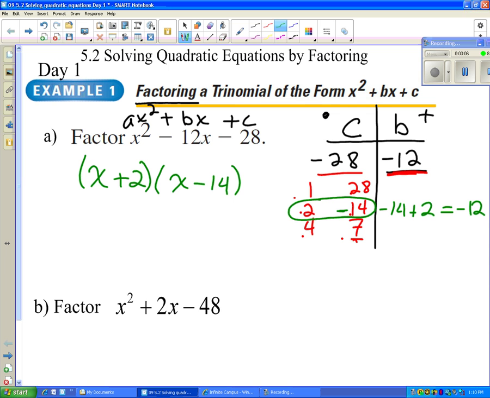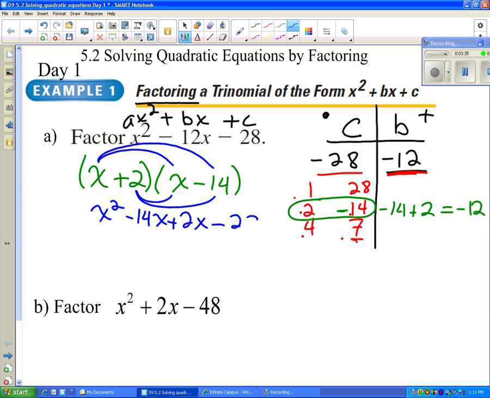These are my two binomials that FOIL out to give me x squared minus 12x minus 28. How do I know? Let's FOIL it. First, x times x is x squared. What's in green is my answer, and blue is my checking. First is x squared. Outer is negative 14x. Inner is positive 2x. And last is negative 28.